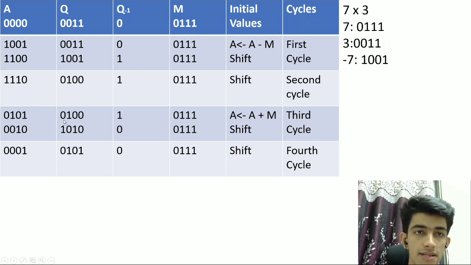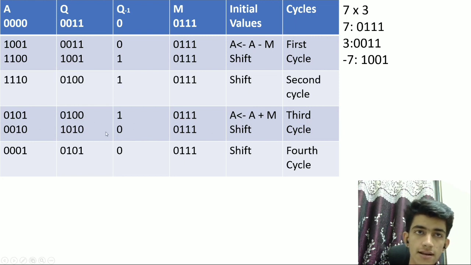Meanwhile, Q remains the same as 0100. Q minus 1 remains also the same as 1. Now arithmetic shift right is performed. Here all the digits are shifted one place to the right. So this 0 is shifted here, 1 is shifted here, 0, this 0 is shifted here, 1 is shifted here, 0 here, 1 here, 0 here, 0 here.